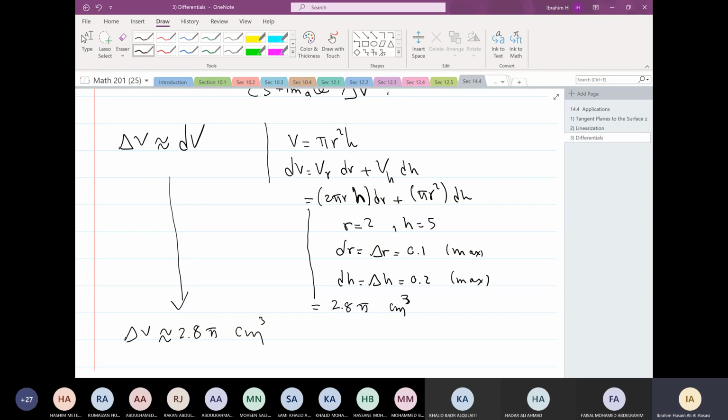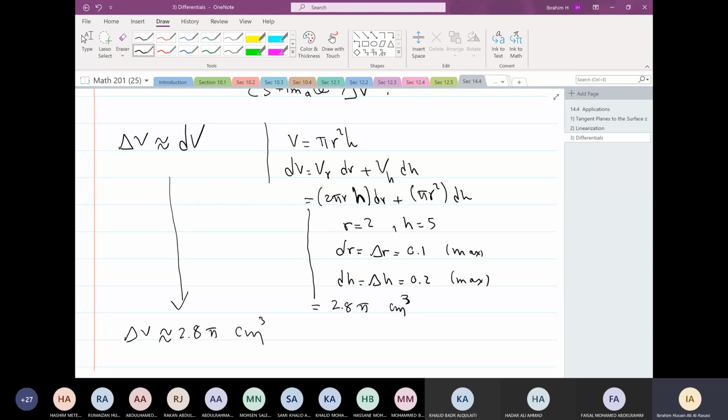Once delta V is approximately equal to dV of something, you just compute the differential and substitute. The main idea is the same as the previous example, but here it is a word problem. So you have to know the volume of a cylinder and all basic shapes later on. Okay, so this is the end of this example.